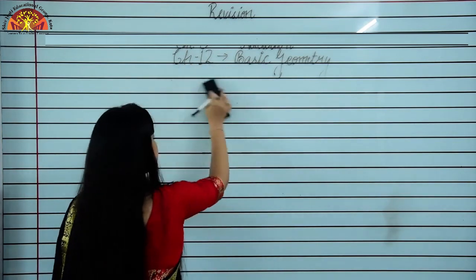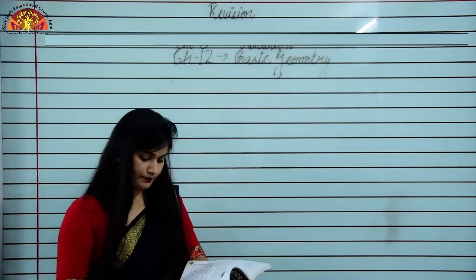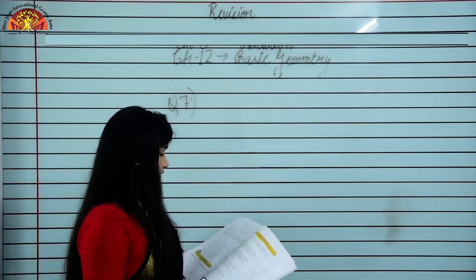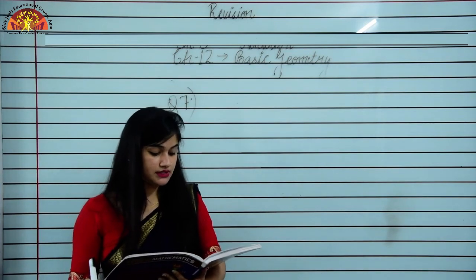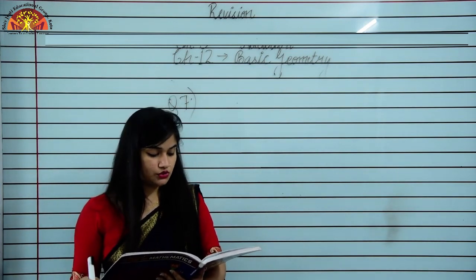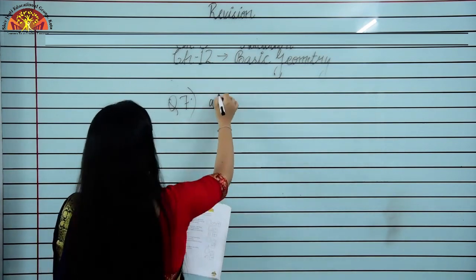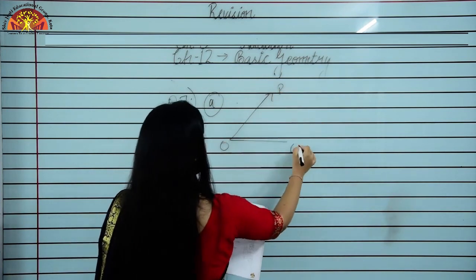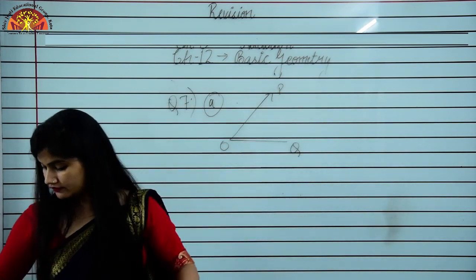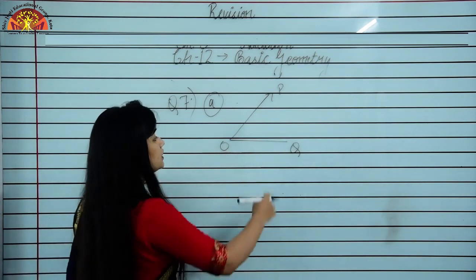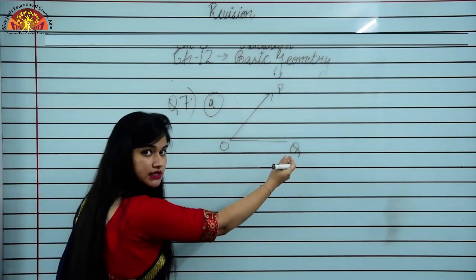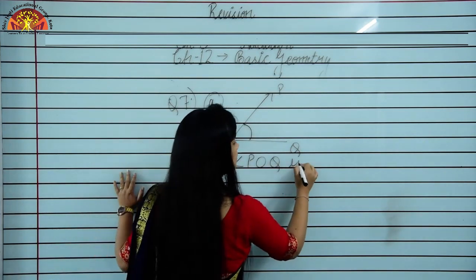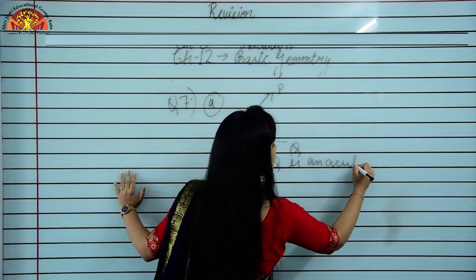Now we see the next question, student. On page number 160, question number 7. Name the angles shown in the figures. Classify them as acute, obtuse, straight or right angles. So we are taking the A part, students. Angle POQ is given here and we have to tell which angle is this. So as we know, this is less than 90 degree, 90 degree से छोटा है. It means angle POQ is an acute angle.